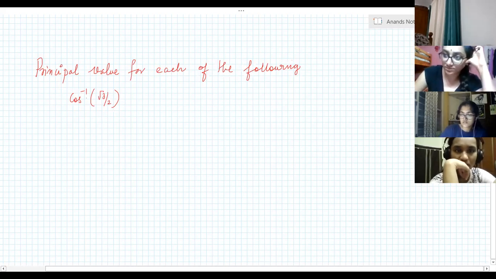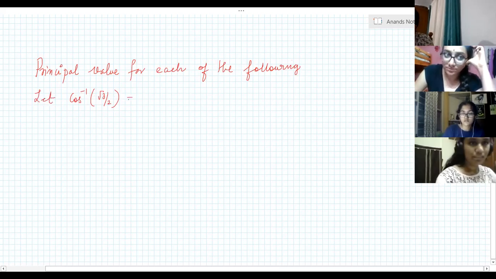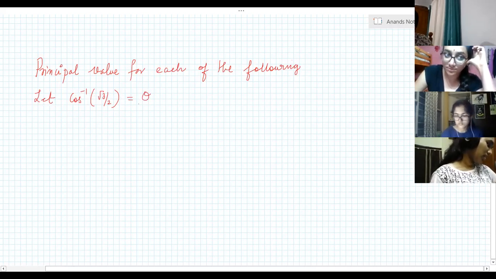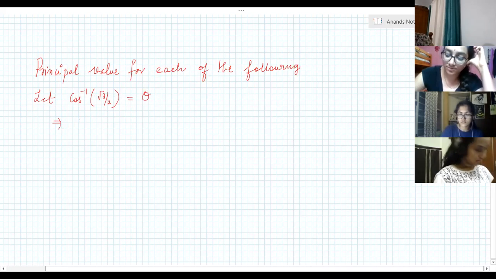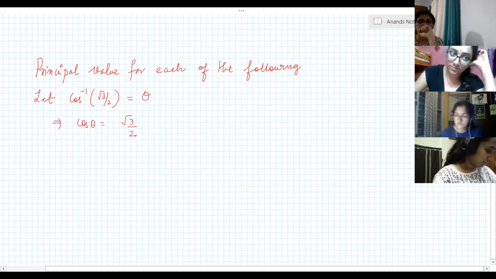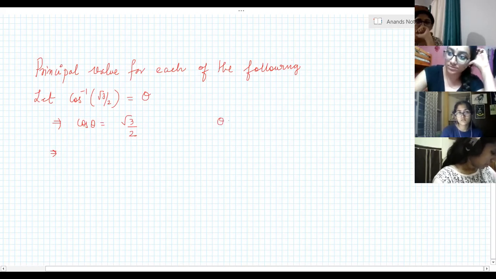So how we do this is you say, let cos inverse of root 3 by 2 be some angle theta. Always start with that. It makes finding the answers easy. Then what does this mean? Cos theta is equal to root 3 by 2. Rack your brains and find out for what angle theta this statement is true. You will quickly realize that theta is equal to 30 degrees.